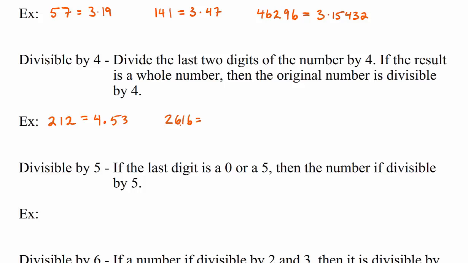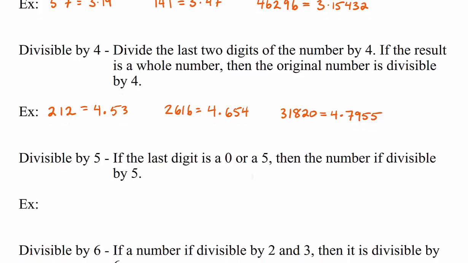Doing another example, let's say 2,616. Looking at those last 2 digits of 16, 16 is divisible by 4. Therefore, I know that this number is divisible by 4, and it would be 4 multiplied by 654. And then one last example, let's look at 31,820. Looking at those last 2 digits of 20, I know that 20 is divisible by 4. Therefore, this number is divisible by 4, and it would be more specifically 4 multiplied by 7,955.